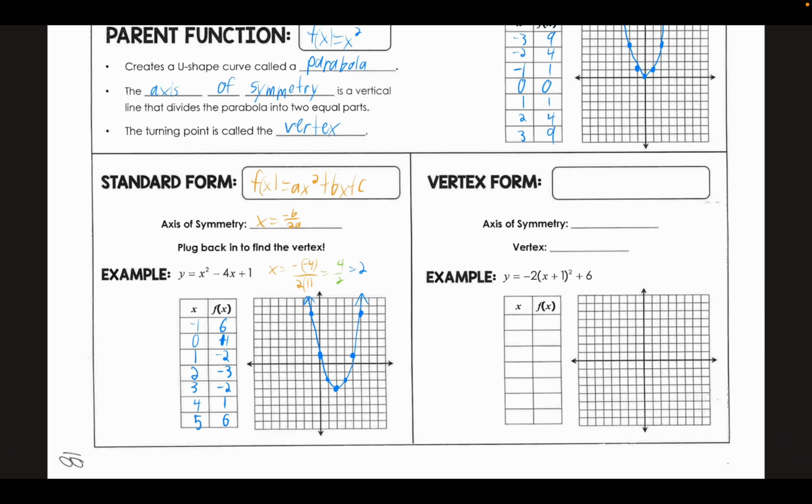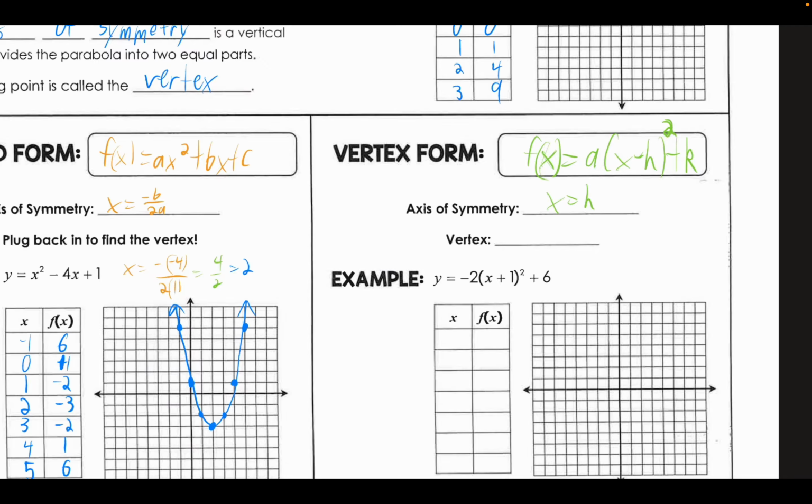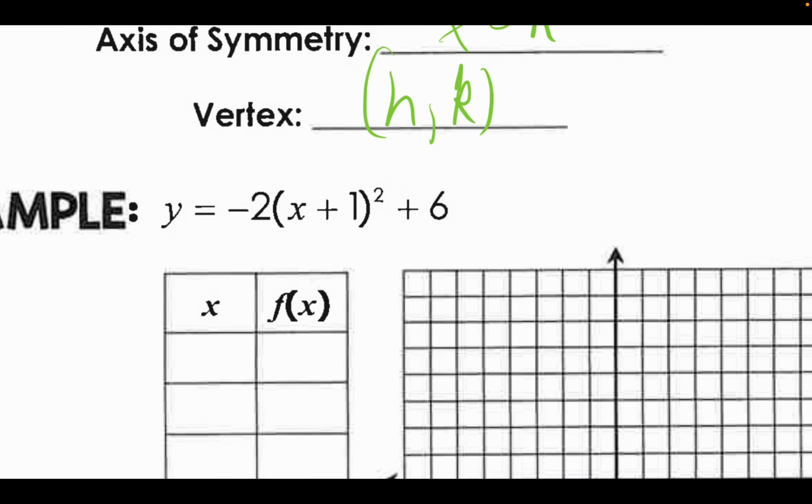Now let's talk about how we do vertex form. So vertex form is f of x, this is what we did earlier in this lesson, equals a times the quantity of x minus h, squared, plus k. Here the axis of symmetry is x equals h, and the vertex is h comma k, noting that h is a liar for both of those. And so here, we can just know our vertex in this case is negative 1, 6. And we know the axis of symmetry is x equals negative 1.